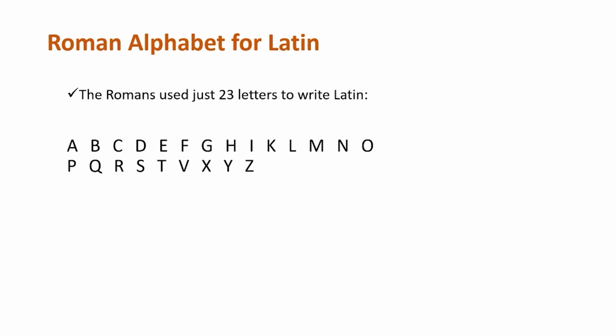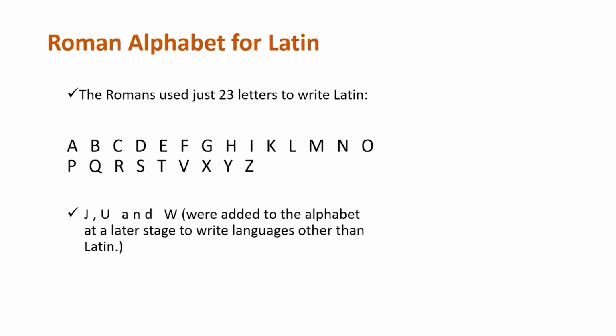If you pause the video for a few seconds, see what letters are missing compared to English. If you have paused the video and had a quick look, you might have noticed that the letters J, U and W were missing. And you are absolutely right in identifying those letters. These letters were added later to write languages other than Latin. So in modern Latin language, there are 25 alphabets.